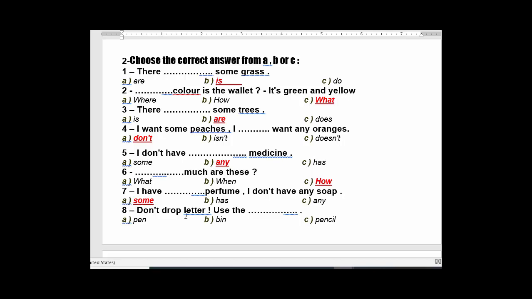Number eight, don't drop litter. Use the blank. Pen, pencil, bin. Don't drop litter. Use the bin.